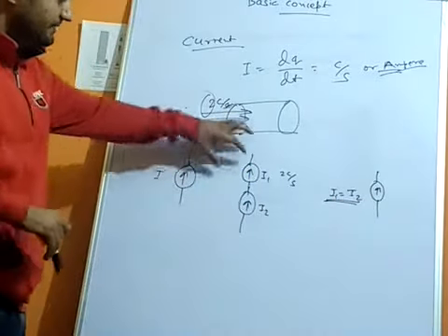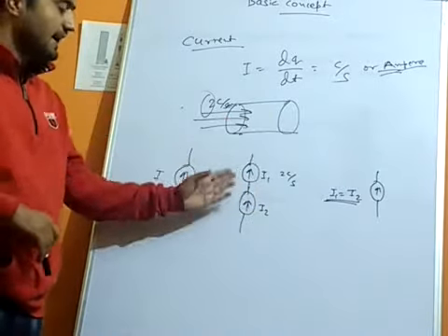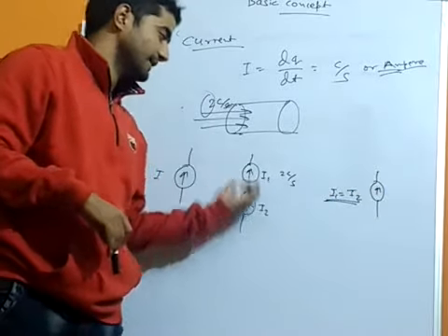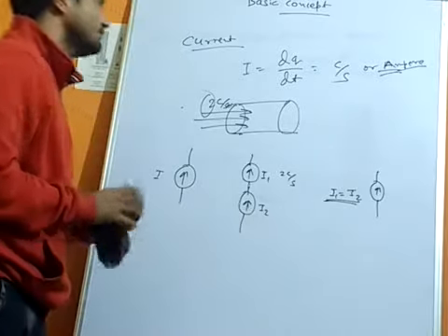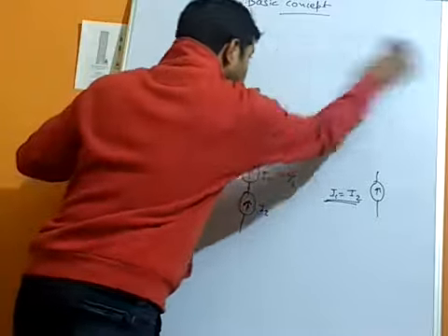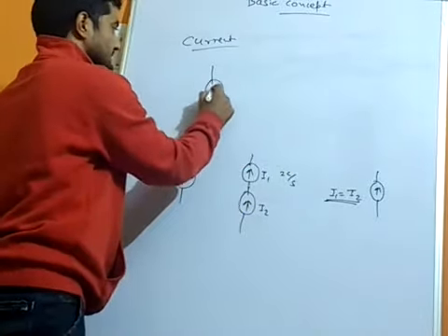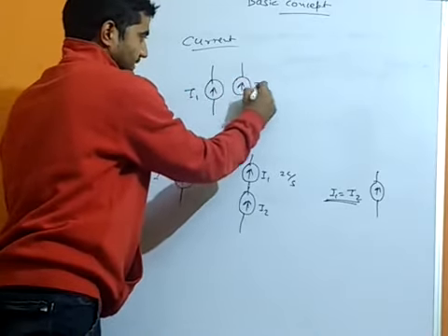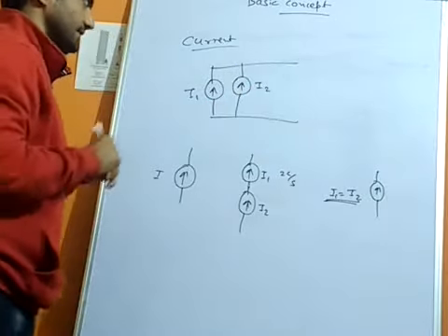So whenever two current sources are connected in series, they must be equal, and we can denote them by a single current source. We do not have to denote them by different current sources. Now we consider the case when the two current sources are connected in parallel. Then what happens? Let's check. These are the two current sources connected in parallel.